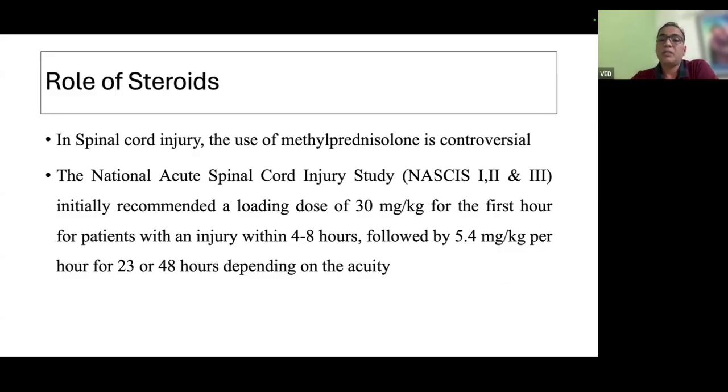What is the role of steroids? In spinal cord injuries, the role of methylprednisolone has been controversial. There have been studies, the National Acute Spinal Cord Injury Study 1, 2, 3, where they finally concluded that a dose of 30 mg per kg for the first hour, for patients with injury within 4 to 8 hours, followed by 5.4 mg per kg per hour for 23 to 48 hours, can be given, but it comes with the risk of significant side effects and poor wound healing.